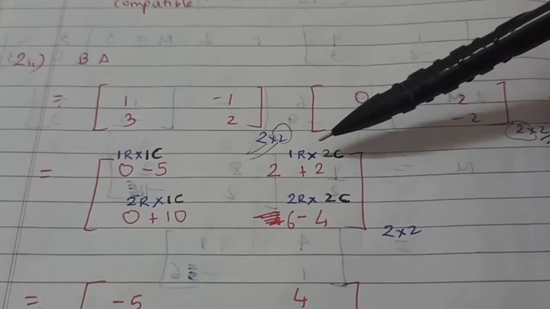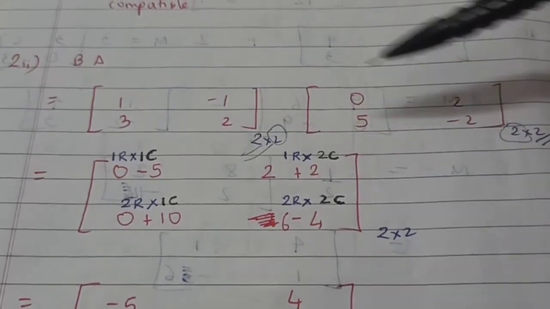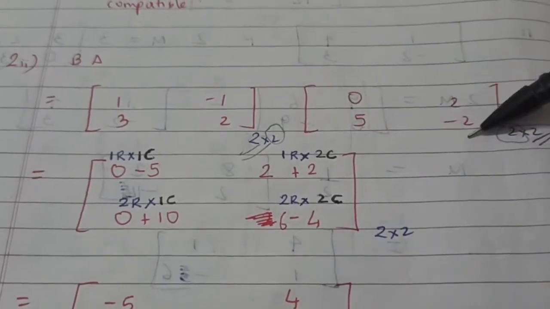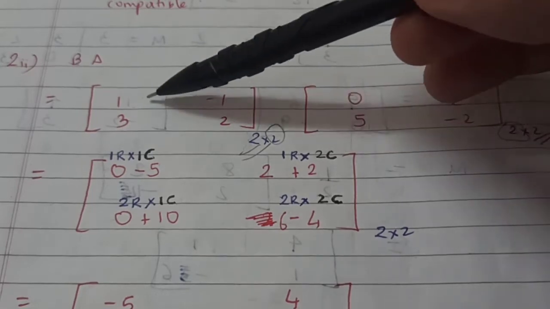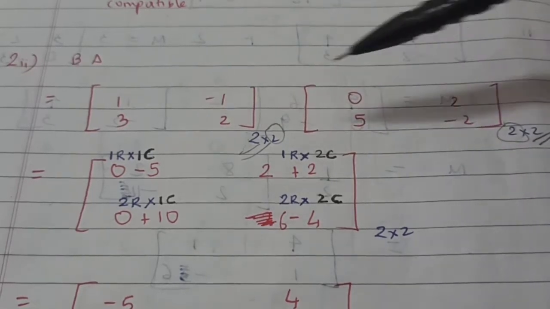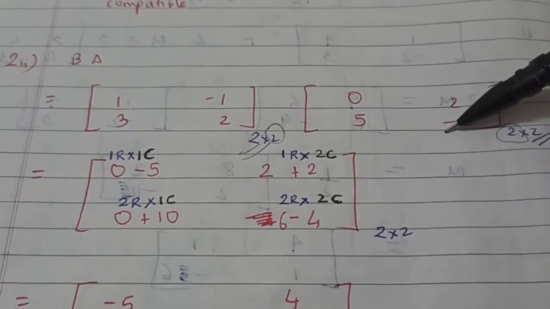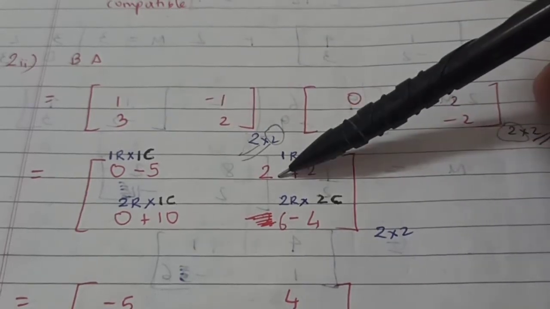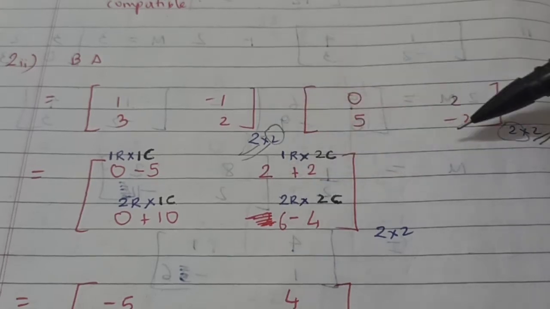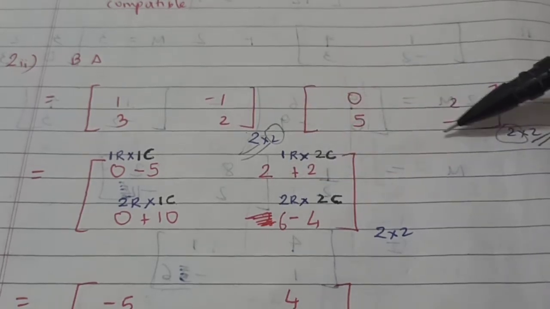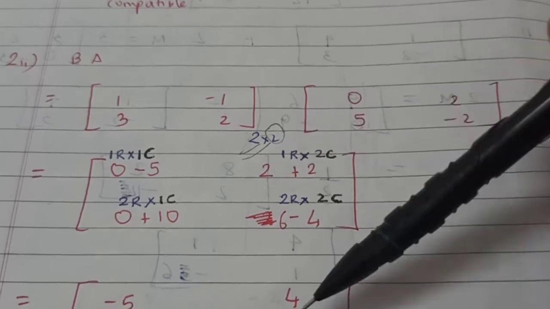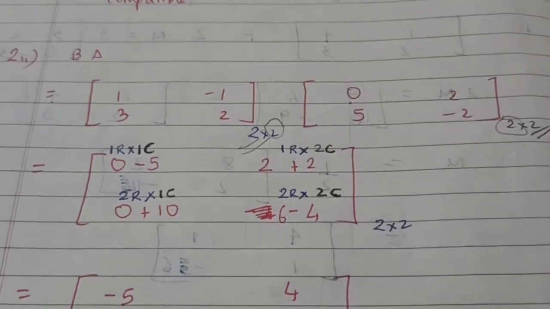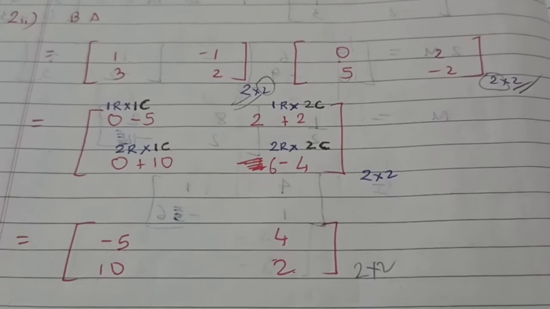Now next element, first row and second column. So 1 into 2 and minus 1 into minus 2. 1 into 2 is 2, and minus 1 into minus 2 is also 2. So 2 plus 2 is 4. That's your second element. Good job so far.